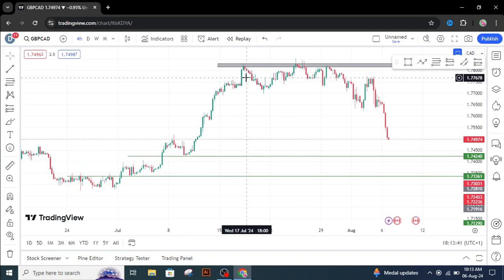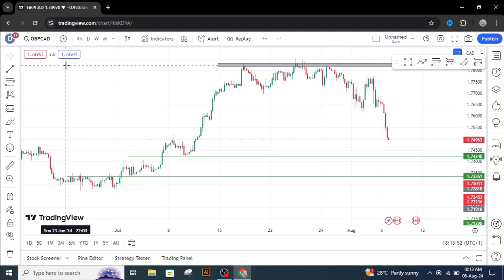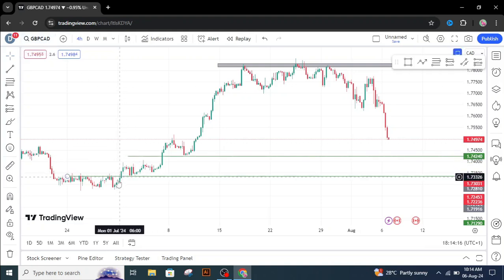Now what you need to understand is this: pairs like GBP/CAD, any pairs that have CAD, you don't analyze them like other pairs. When you want to analyze them, whether it's GBP/CAD, EUR/CAD, or USD/CAD, you also want to consider a particular commodity, and that is crude oil. Don't forget, from July this market was trending. The reason the market was trending is because CAD is weak.